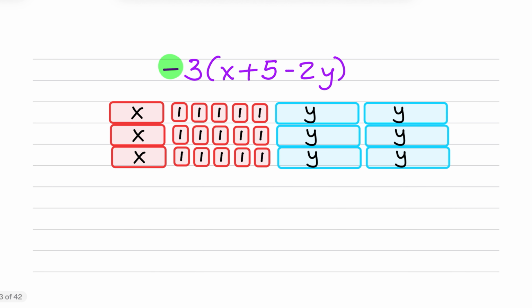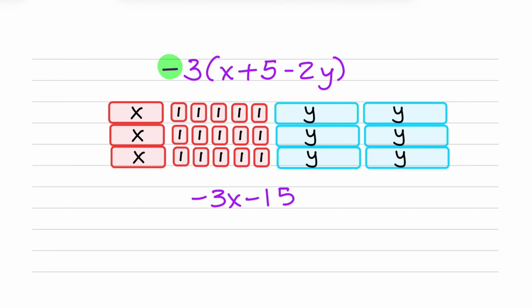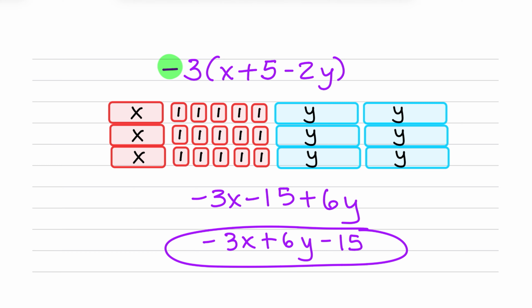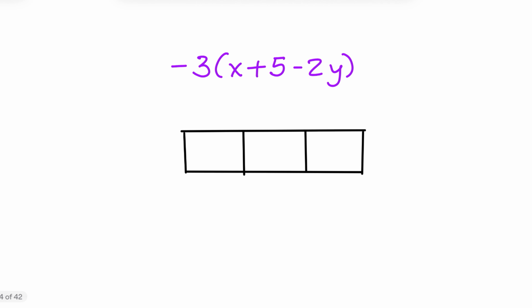Now we can visually see our answer. We have -3x minus 15 plus 6y. Now we need to write it in proper form by putting it alphabetical. We'll write -3x plus 6y minus 15. Each term keeps its sign.